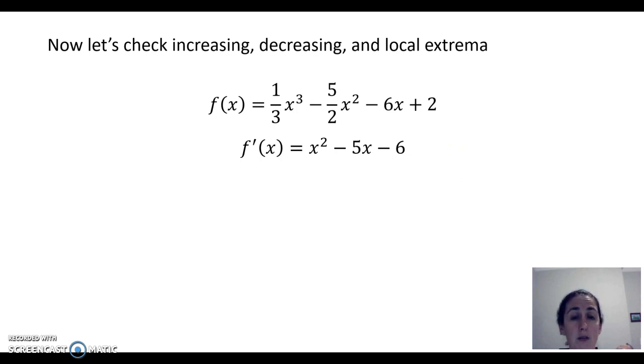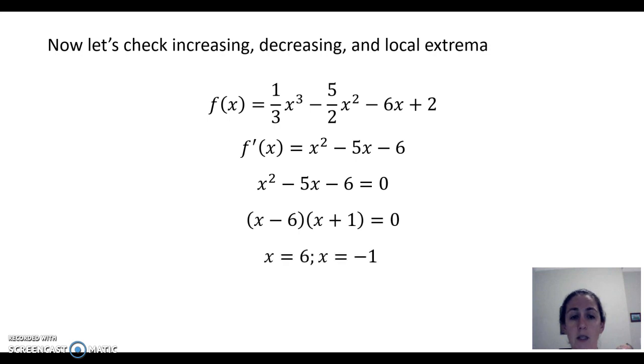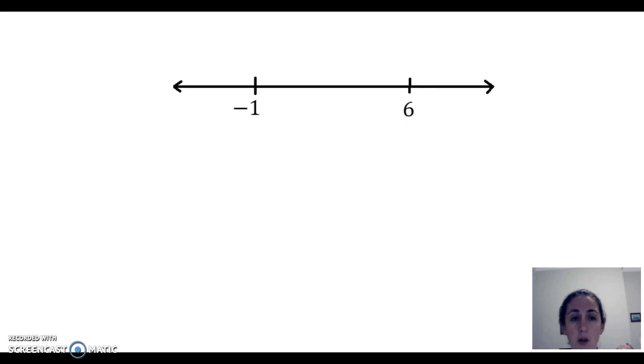Now, critical values happen wherever the derivative is 0 or undefined. This is a polynomial, a quadratic, so it's never going to be undefined. So these critical values are going to happen where that's equal to 0. So I'll set the derivative equal to 0, factor, set the factors equal to 0, and I see I have two critical values, one at 6 and one at -1. All right, so I'll draw my number line labeling those critical values. And now my next step is to find the intervals that are outside and in between those.